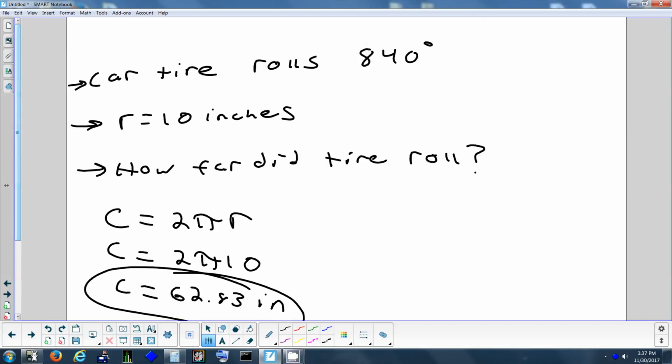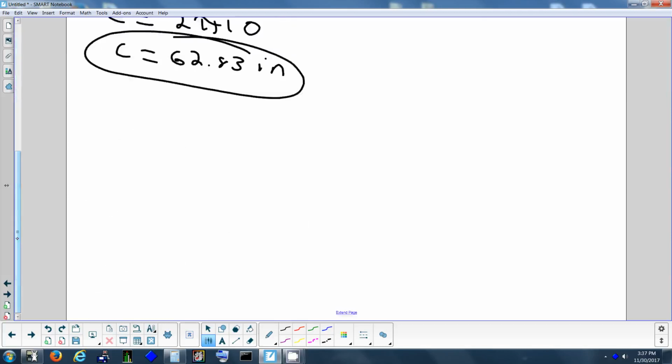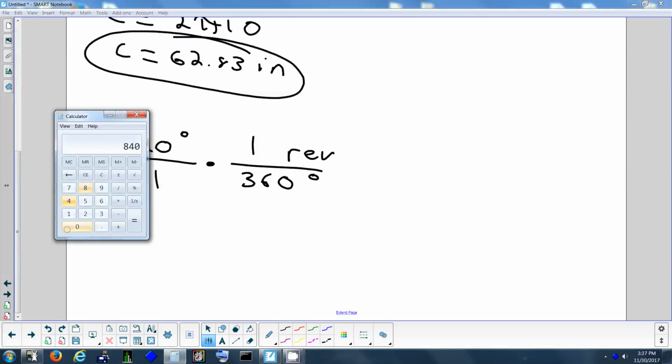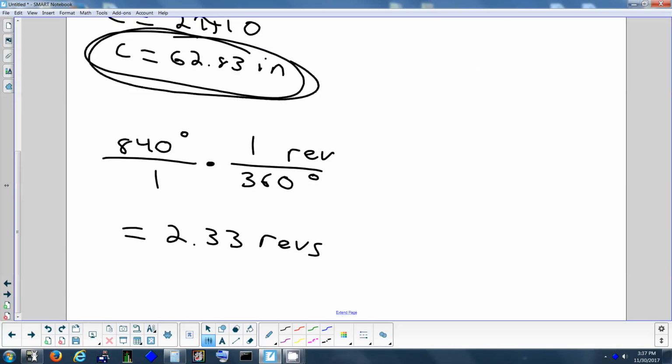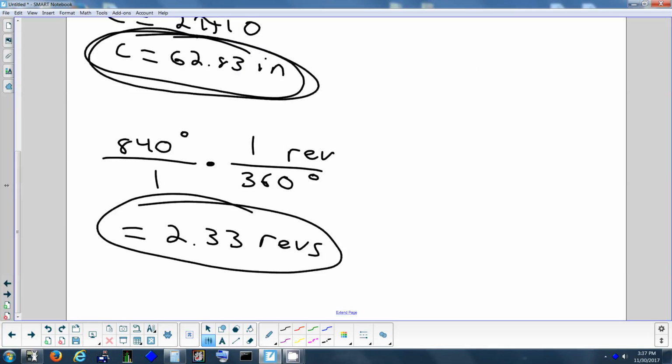So we have to figure out how many revolutions the wheel is making. Is it just going one revolution? No, it's doing more than that. It's 840 degrees. So I want to convert degrees to revolutions. How many degrees in a revolution? 360. So take 840 divided by 360. The tire is making 2 1/3 revolutions.